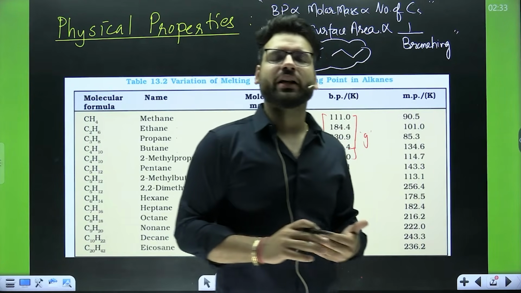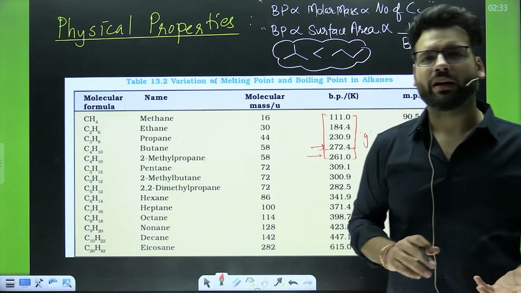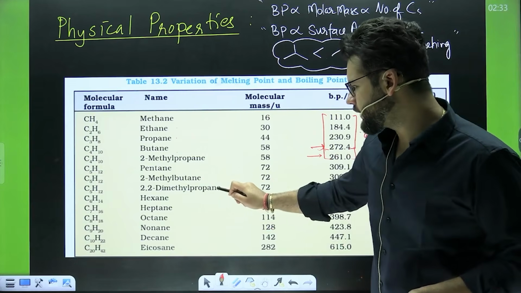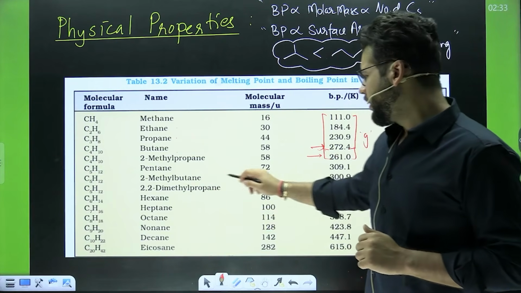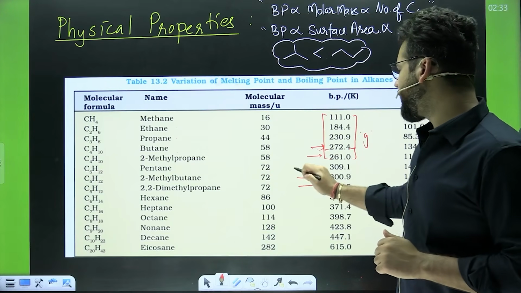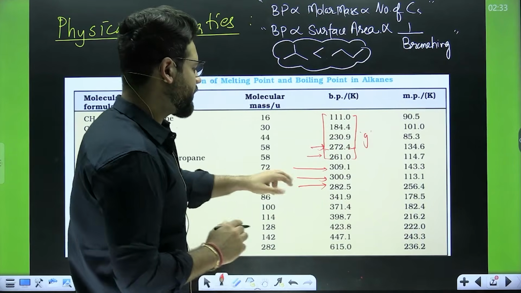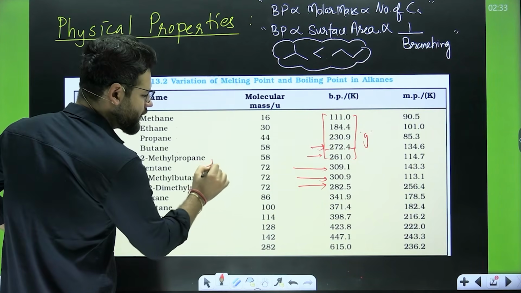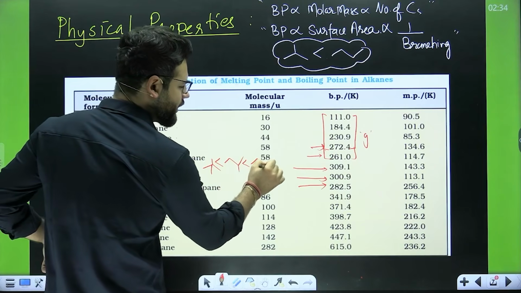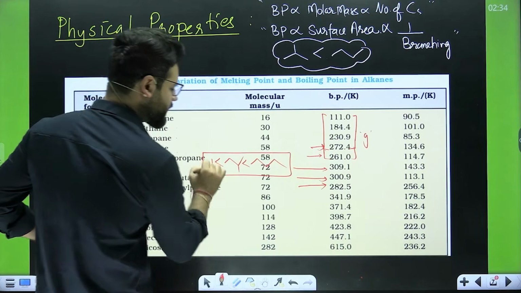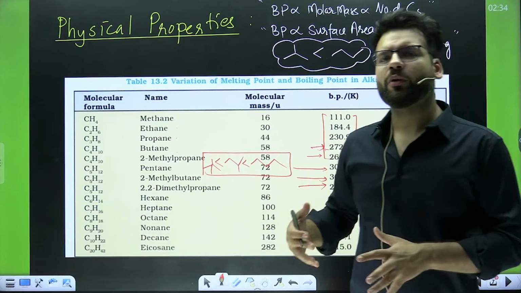Same way, if I check isopentane, n-pentane and neopentane, neopentane should have the least one. So you can see here, this is neopentane, 282, it is the least. Isopentane, 300. n-pentane is 309. I hope it is clear to everyone that in the pentane case also, neopentane, which is the most branched, has the least boiling point, then isopentane, then n-pentane. Observe this table, you will be able to learn the physical properties better.